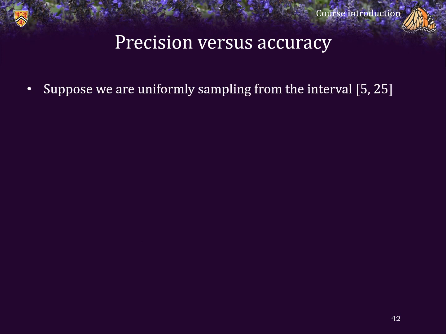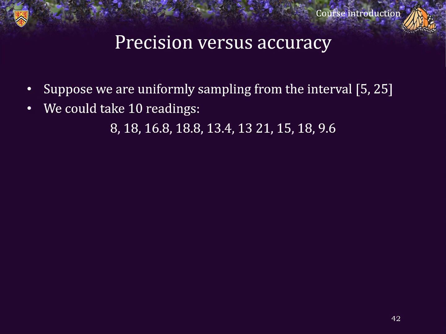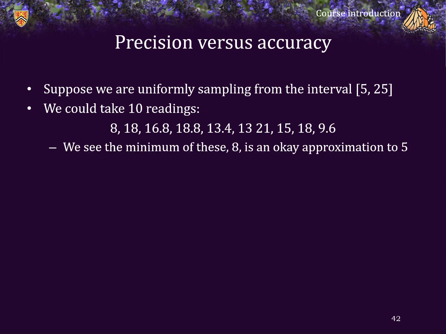Now, suppose in this example we are uniformly sampling from a sensor that returns a value between 5 and 25, but we don't know what those bounds are. Instead, all we can do is read the sensor. We could take, instead of 4 readings, 10. With these 10 readings, the minimum is 8. Well, 8 is an okay approximation to 5. It gives us approximately what the lower bound is from which these readings come.